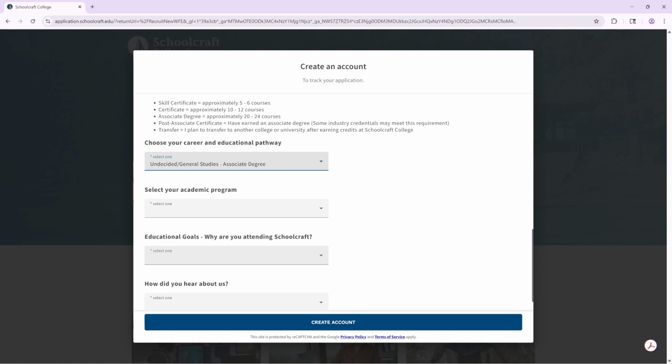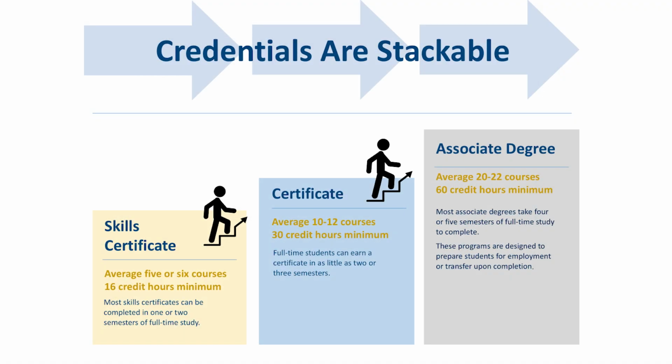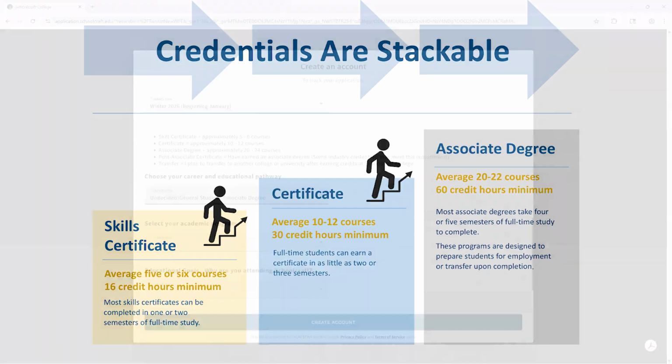We have different types of pathways. Skill certificates are certifications that you can gain in a short amount of time. They may take 1 to 2 semesters to complete. Certificates are certifications that may take a longer time to complete than skill certificates. They can take 2 to 3 semesters to complete. Associate degrees are designed to prepare students for employment or transfer upon completion. They can take 4 to 5 semesters to complete.